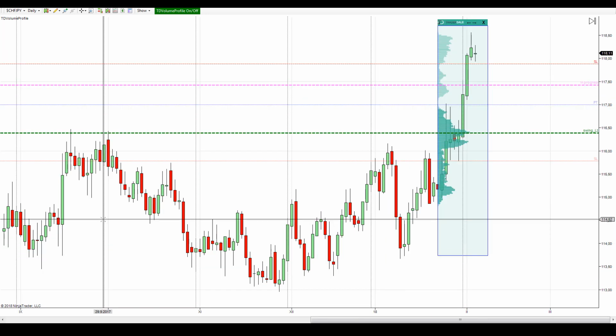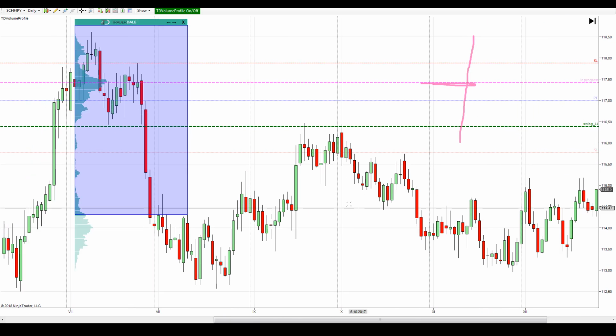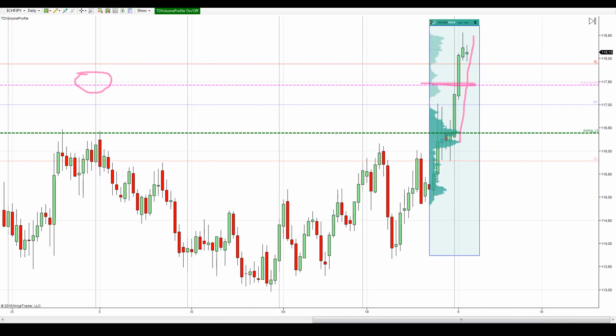Let's have a look at the Swiss franc Japanese yen. There was a losing trade since last time from this area. You can see that the price just went past it, and I think that actually we should have discarded this level because the reaction to those volumes probably already came right there.